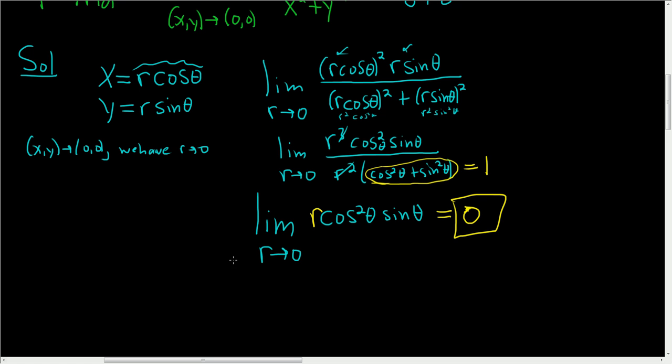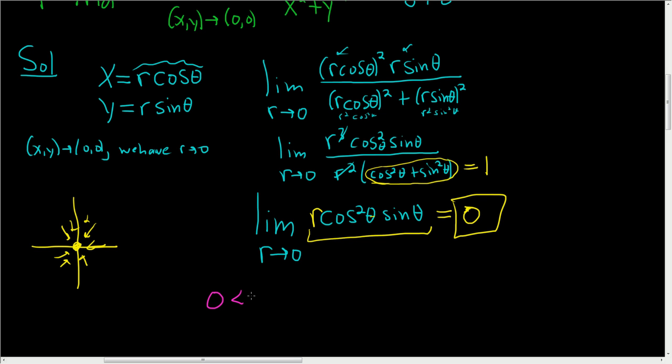Remember, for this limit to exist, we have to be able to approach (0, 0) from any direction, and we have to get the same result. So why is it true in this case? Well, we have to make sure that this limit exists independent of theta, right? So that's pretty easy to show.